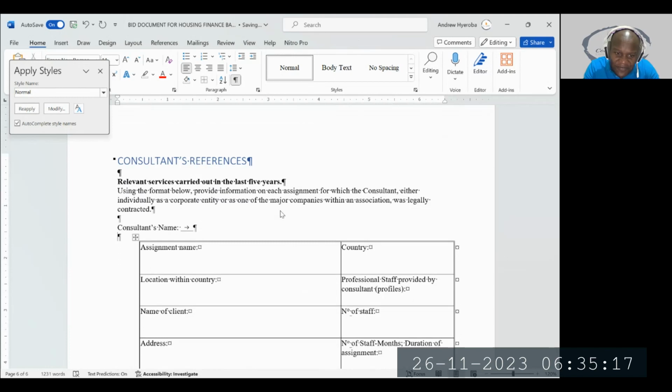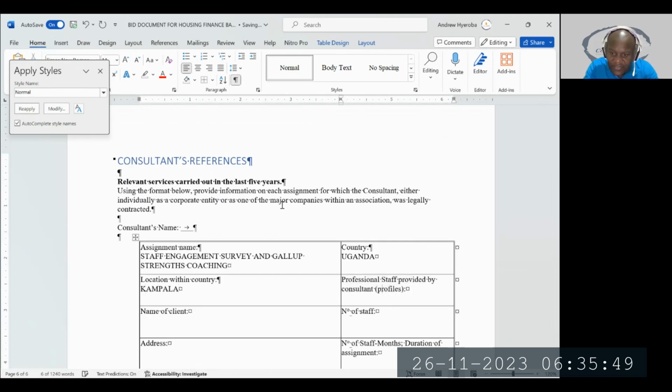Now you see the benefit of this. You get that? What is the assignment? I'll use an example we did for this very bank, and assignment name: Gallup strengths coaching. Country was Uganda. Location within country, Kampala. Professional staff provided by consultant, profiles, 2. Name of client, Housing Finance Bank.